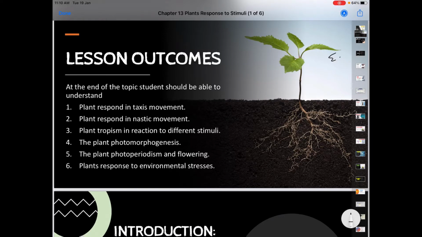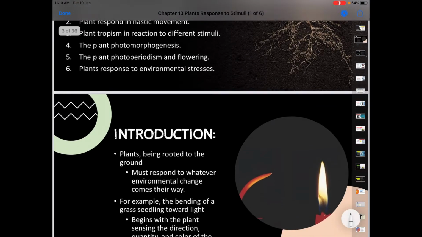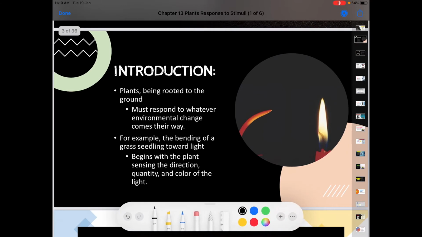And the second is plant response in nastic movement, plant tropism in reaction to different stimuli, plant photomorphogenesis, plant photoperiodism and flowering, and the last is plant response to environmental stress.